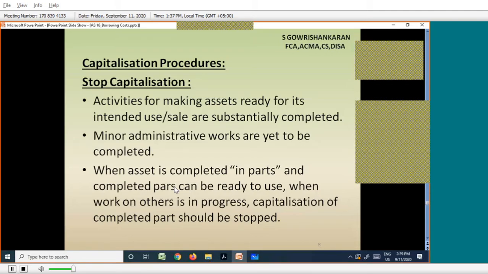I borrowed a loan for constructing a lot of apartments: block A, block B, block C, block D. I borrowed a loan for all the blocks A, B, C, D. For the four-block construction I borrowed a loan, and I constructed block A separately. Block A is fully constructed, but block B is not completed. Block C is not constructed. Block D is not constructed.